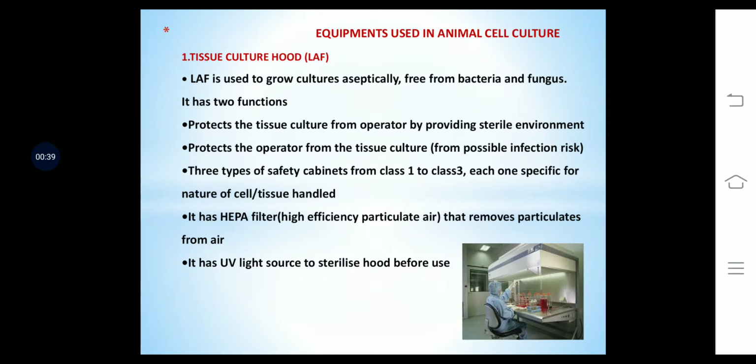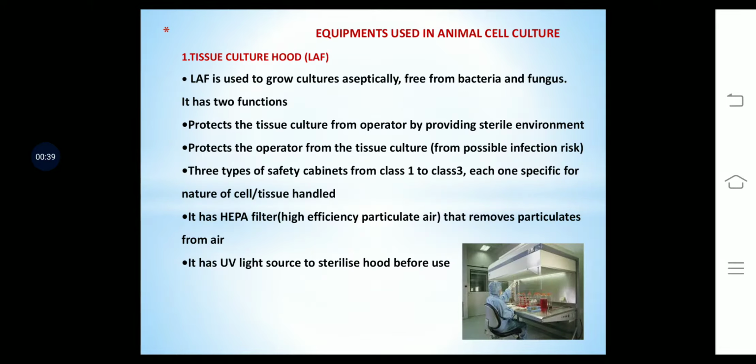Coming to inverted microscope, which is very important because only in animal cell culture we use inverted microscope. This allows the cells at the bottom to be visualized because the optical system is at the top with a light source at the top, and all the lenses etc. will be at the bottom. It is exactly reverse to the ordinary compound microscope, where the light source is at the bottom and you have all the lenses or the optical system at the top.